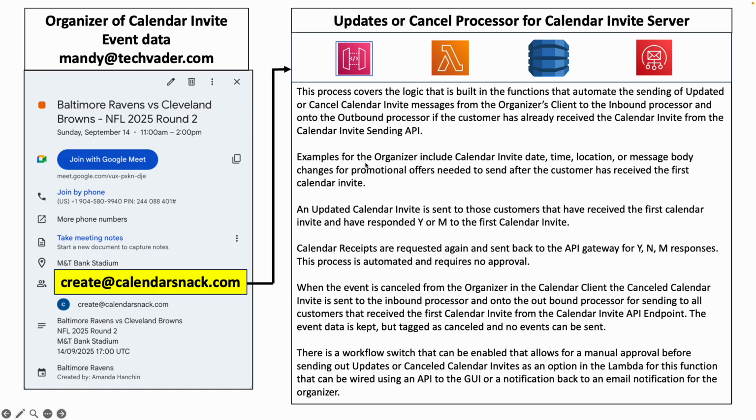So examples are needed from an organizer perspective. Examples for organizers include calendar invite date, time, location, or message body changes for promotional offers needed to send after the customer has first received the calendar invite. Those are done here in the calendar client for the particular event for Mandy, the organizer.